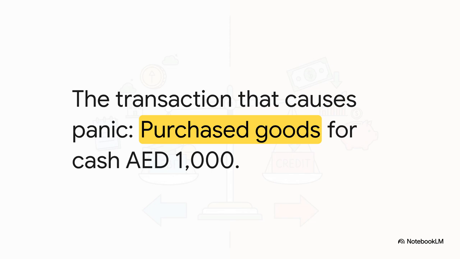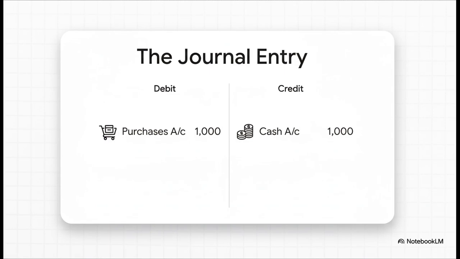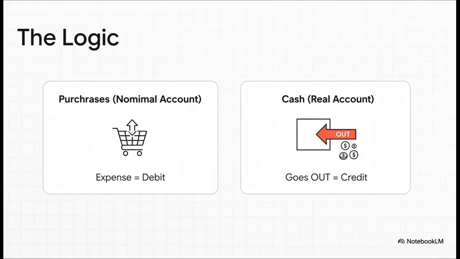Okay, you ready for this? Let's go back to that transaction that caused all the panic at the beginning. Remember? Purchasing goods for $1,000 in cash. This time, though, there's going to be zero guesswork. Let's just apply the logic. And the correct entry is a debit to purchases for $1,000 and a credit to cash for $1,000. Look at that. No panic. Just simple logic. So why is that right?